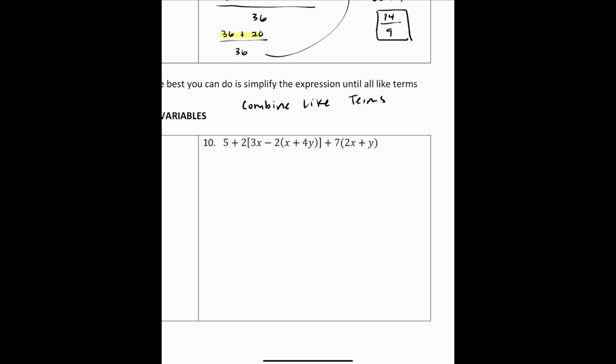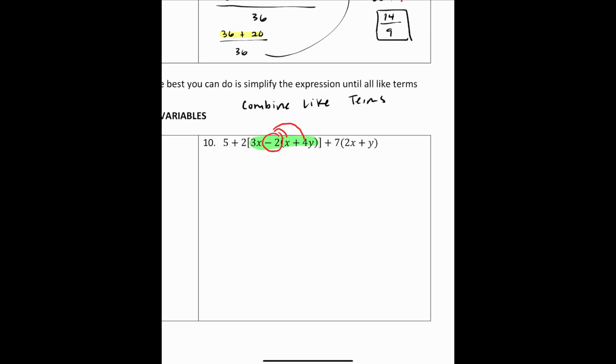All right, so for number 10, we have a lot going on here. Now, notice that we have a parentheses inside of a parentheses. What we need to do is we need to work our way inside out. So I'm going to handle this stuff here first. But the first thing that I notice is that we have that -2 in front of the parentheses there. So that is going to get distributed to each term here.